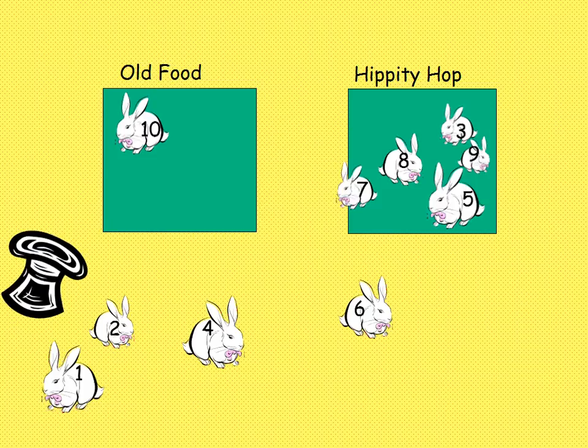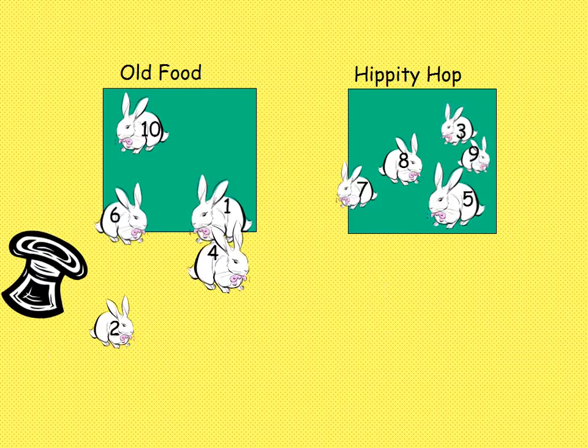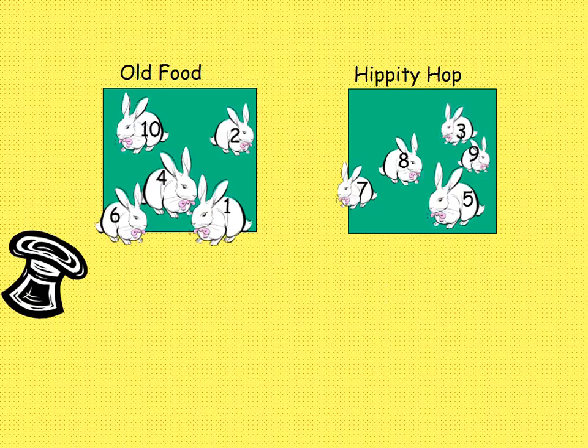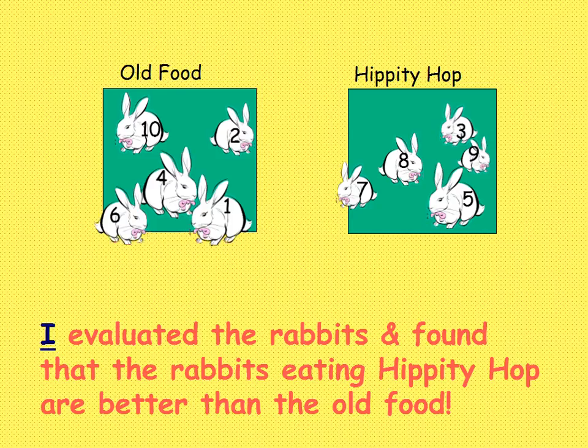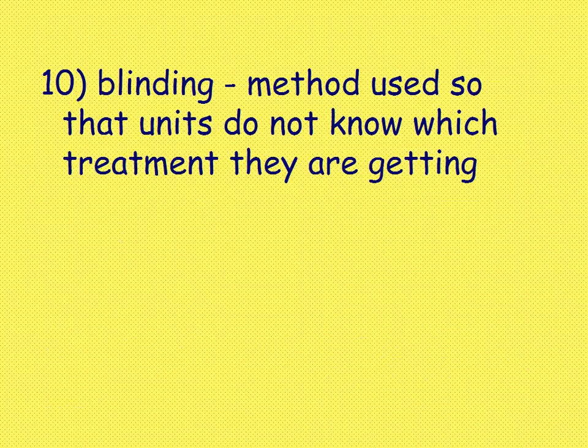And then the remaining rabbits get the old food. Okay, we need a control group for an experiment. We need randomization for an experiment. And we also need replication. We need to make sure that we're not just doing it on one individual. We are doing it on multiple individuals. Now we could make our claims based on this experimental design.